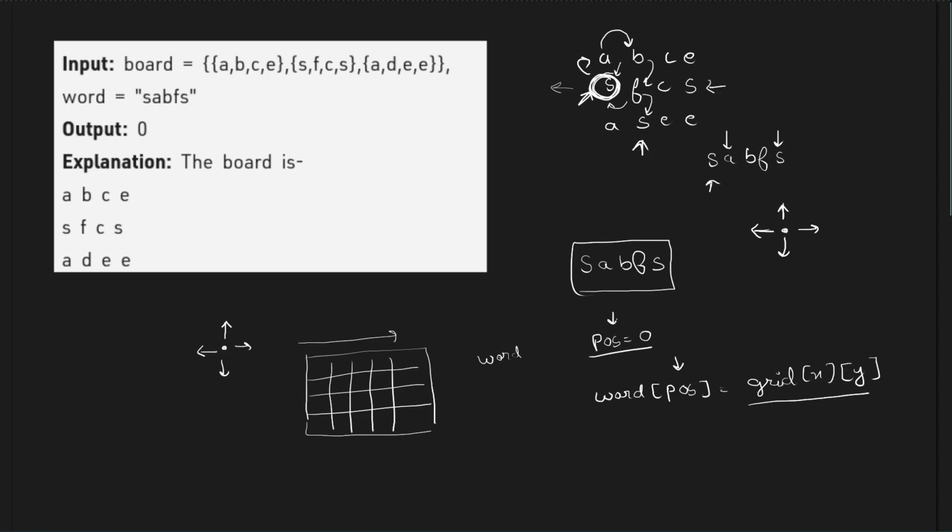I'll have to increment my position to position + 1 because I've already encountered my first character, right? So once I've encountered my first character, I'll increment my position. Now position value will become 1. So word of 1 will now be equal to A. So the next cell that I'm trying to go to at x comma y should have this particular character A. Then only I can go into that cell. So that is why I check whether this is A or this is A or this is A. Even if one of them is A, I'll go in that particular direction.